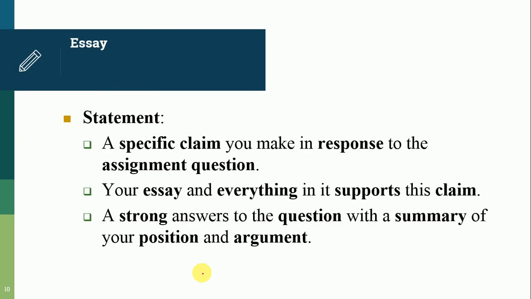Let's study first. Statement: a specific claim you make in response to the assignment questions. Like a statement, we just make a specific claim. We assert something officially in response to the assignment that the teacher or other individual has given us. Your essay and everything in it supports this claim. Your essay will support the claim that we make in the statement, right? So strong answers to the questions with a summary of your position or argument. In a statement, we expect strong answers to the claim.